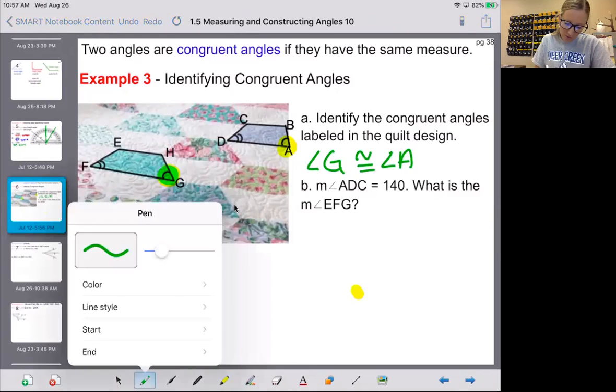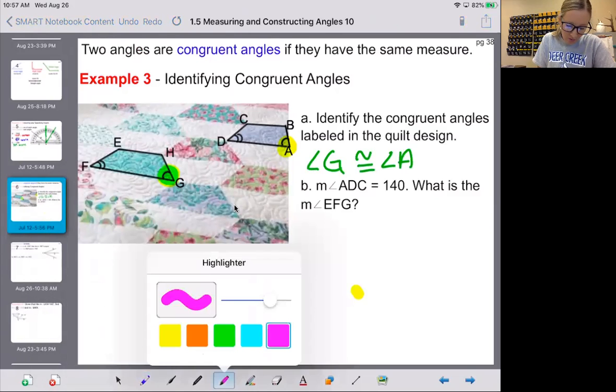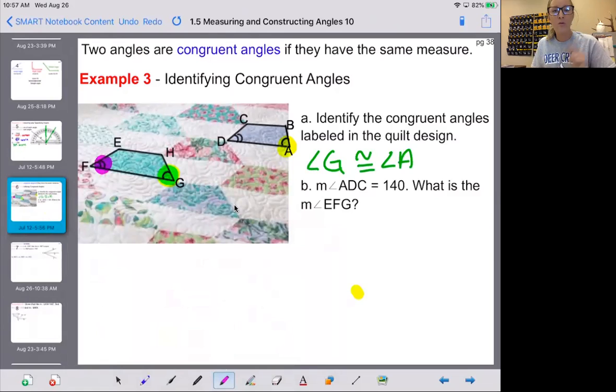And then you might be thinking, well, okay, what about angle F, right? So angle F also has a little arc, but it has 2 of them, right? And so does angle D, it has 2 little arcs. That also means that angle F and angle D are congruent. So angle F is also congruent to angle D.